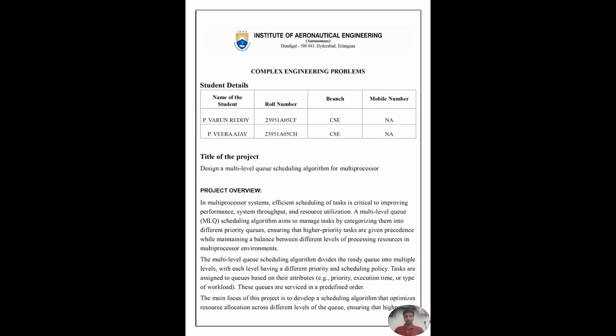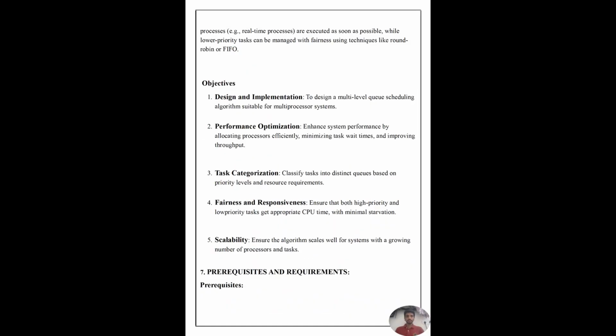What are the priorities and what are the scheduling policies? Let's discuss tasks. First of all, tasks are assigned to queues based on their attributes, and examples of these are priority, execution time, or type of workload given to the system. These queues are serviced in a predefined order. The main focus of this project is developing a scheduling algorithm for resource allocation across different levels of the queue. Real-time processes are executed as soon as possible, while lower priority tasks can be managed with fairness using techniques like round robin or FIFO.